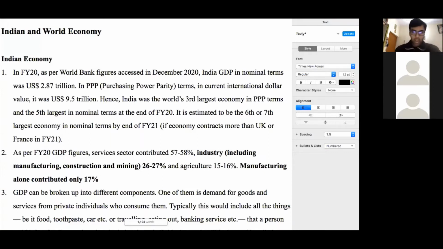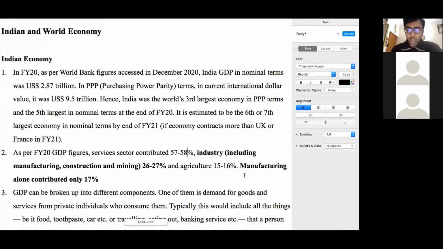So you all must be wondering that 58 and 27 and 17% are not exactly adding to 100%. They're a little over 100% because I rounded off the figures. If we take the actual figure somewhere in between these, it comes to around 100%. So this is the range.